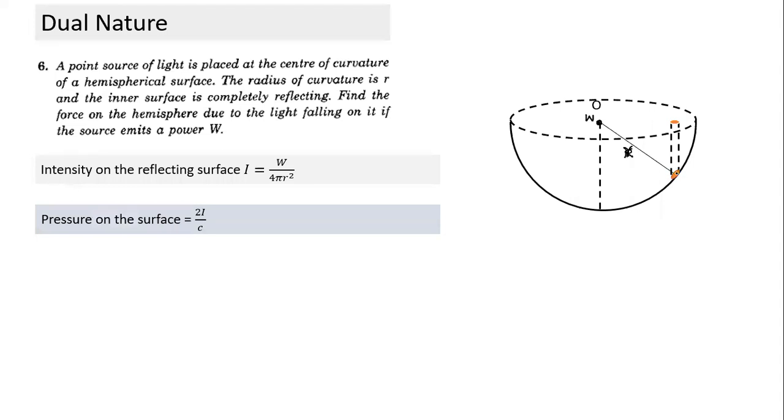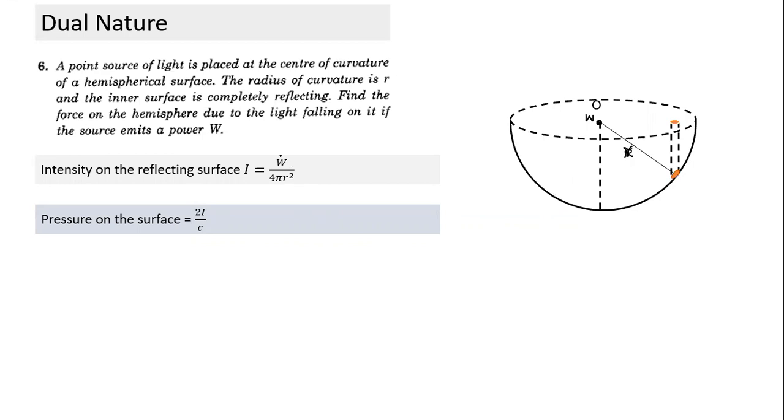If it is perfectly reflecting, then whichever area we take, the important point is that radiation is always perpendicular to the area, so there's no cos theta term, or the cos theta term is equal to 1. We calculated last time that the pressure is equal to I by C into cos theta if the area vector makes an angle theta with the direction of the ray. So the pressure is 2I by C, where 2 is because of reflection. That's the pressure on a small area, and on any area on this hemispherical reflecting surface, the pressure will be the same, 2I by C.